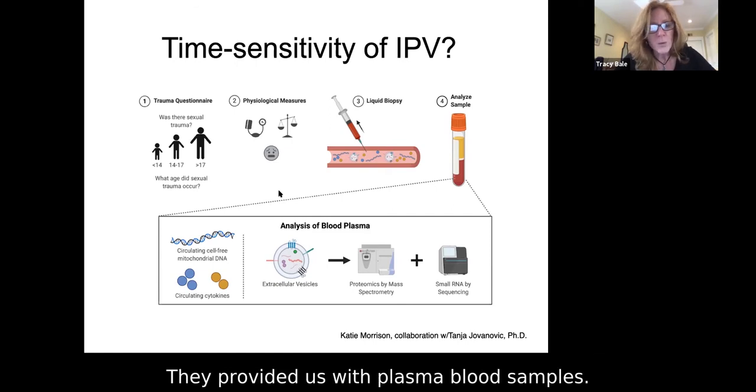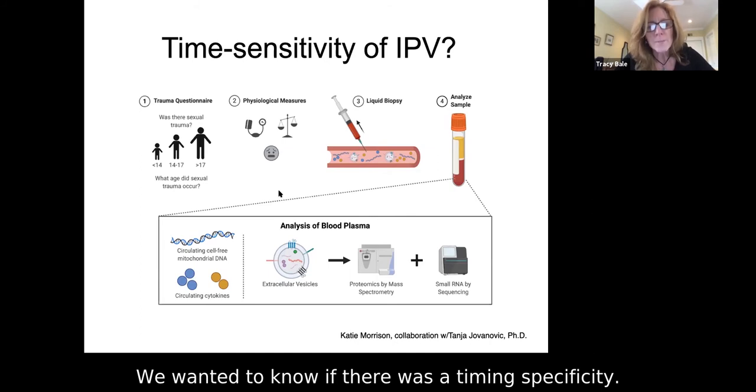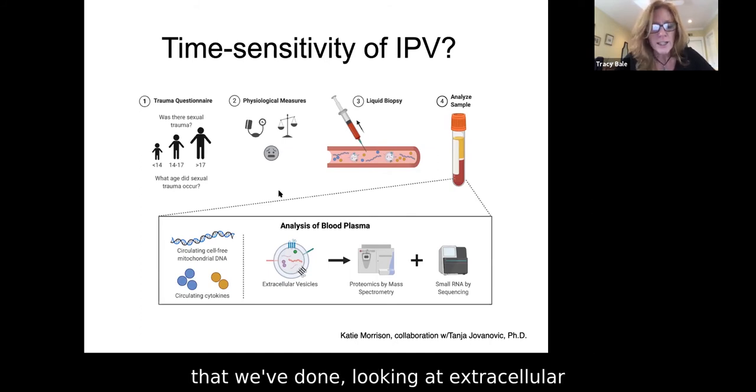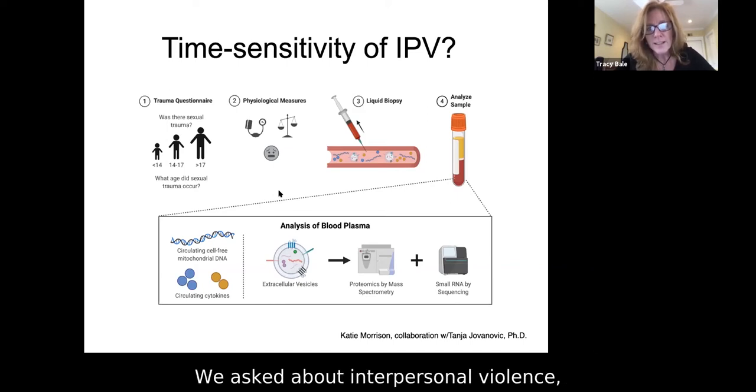They provided us with plasma blood samples. We recruited women asking the question about trauma experience. We wanted to know if there was a timing specificity. So this is really just very new data that we've done looking at extracellular vesicles in this population. So these are majority Black women in this population. We asked about interpersonal violence, specifically looking at sexual trauma.